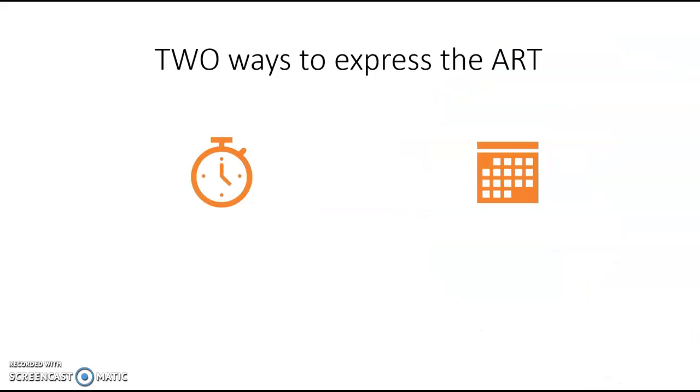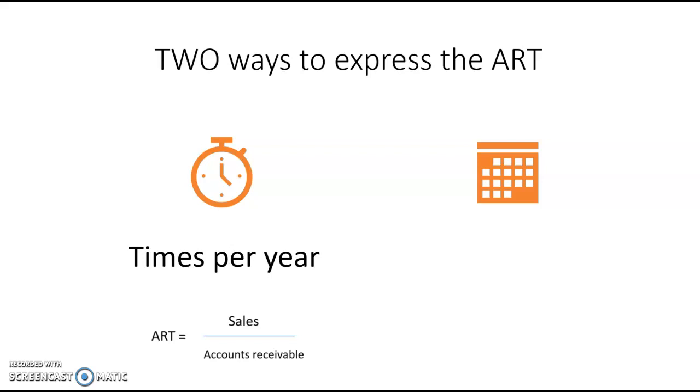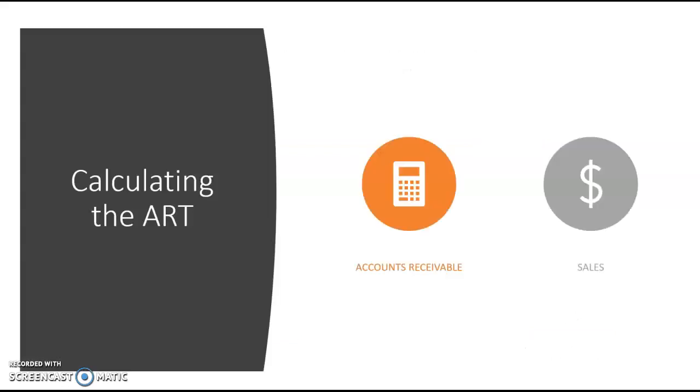There are two different ways that we can express this ratio. The first way is in terms of times per year. And to calculate it, we're saying it's sales divided by accounts receivable. This is the formula that you're given in the HSC and the one that should be your default measure. However, they can also ask you to express it in terms of days. So to convert the times per year to the number of days, all we have to do is divide 365 by the number of times we collected per year, or the sales divided by accounts receivable.